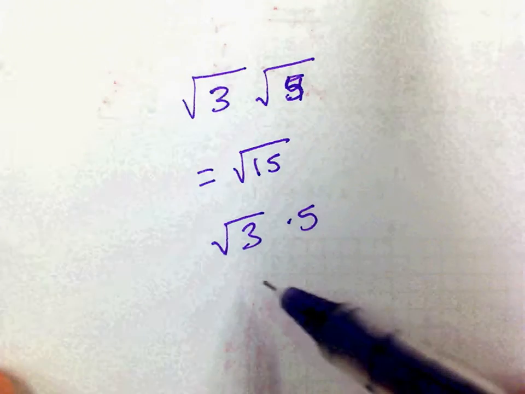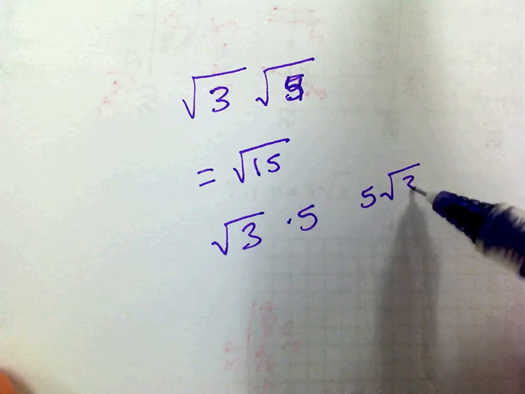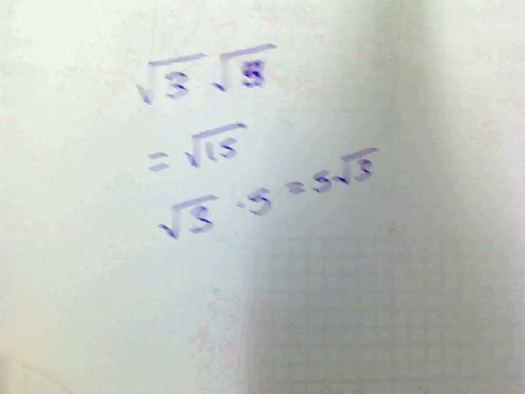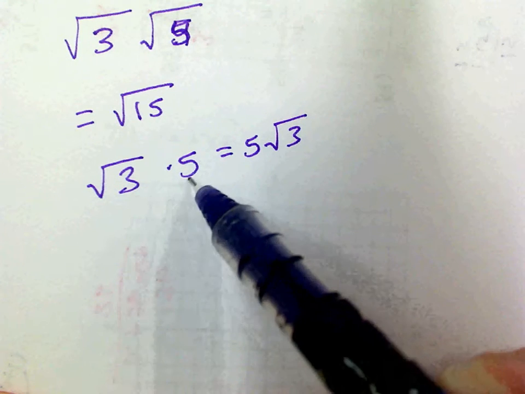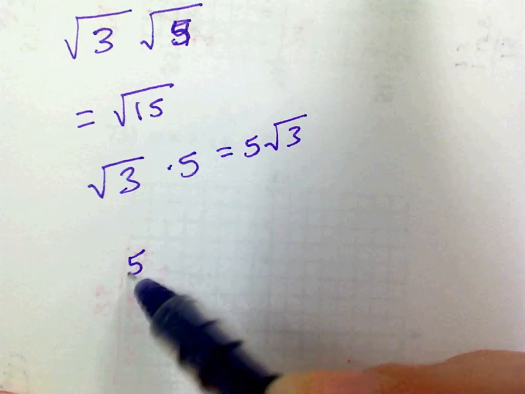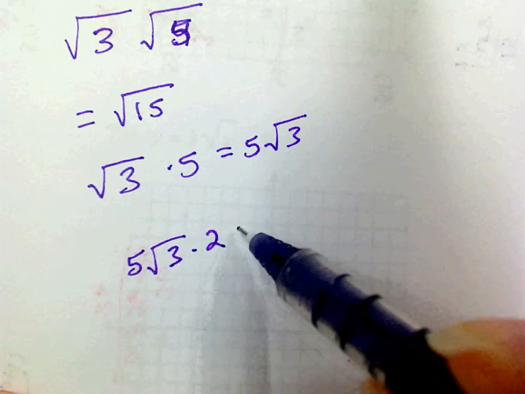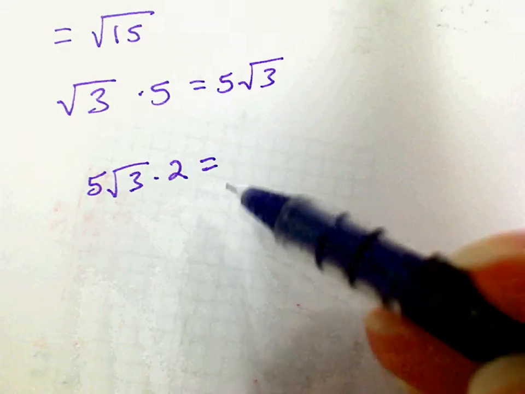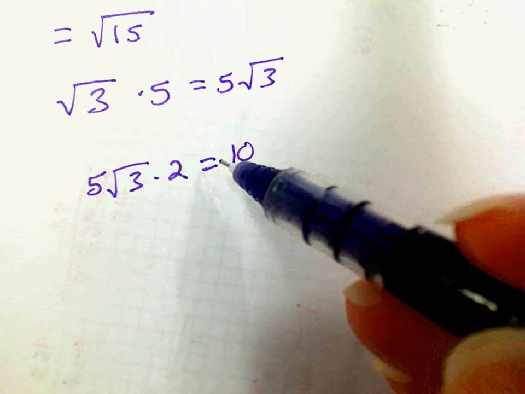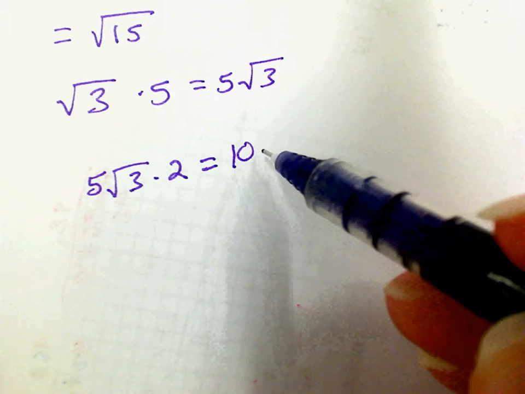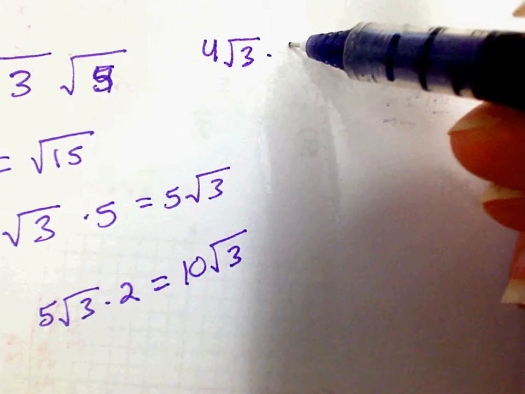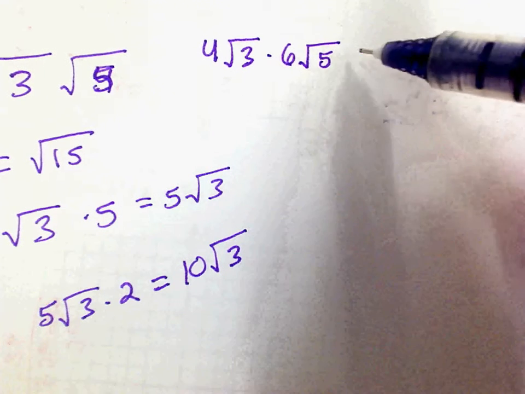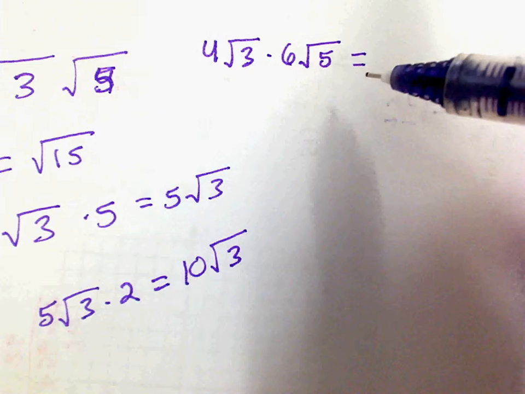5 square roots of 3. You can't multiply them with each other, right? You can't multiply 5 and 3, because one's on the outside, one's on the inside. So what if I said, what is 5 square roots of 3 times 2? 2's on the outside. Good. So then, what is 4 square roots of 3 times 6 square roots of 5? And there you go.